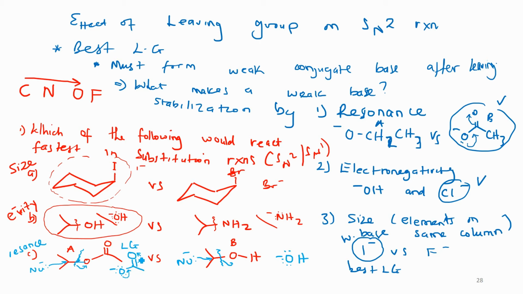So this structure here, the carboxylate, we call it an ethanoate. Ethanoate is a weaker base than the hydroxyl group, the hydroxide. So I would expect this structure A to be the most reactive because it has the best leaving group based on resonance stabilization, which makes this leaving group a weaker base compared to OH minus.